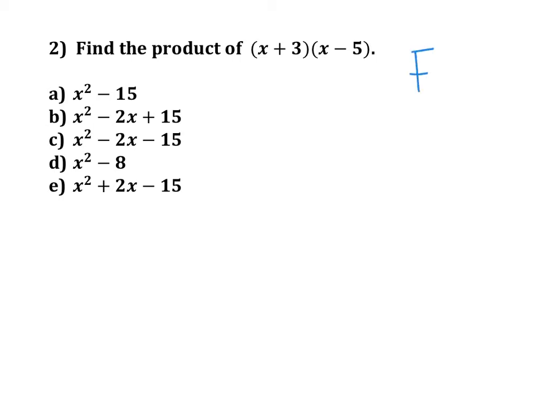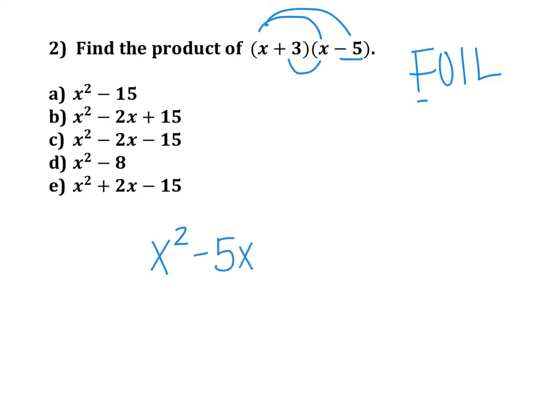I'm going to talk about FOIL right now, which just stands for I want you to multiply your first terms together. X times x gives you x squared. Remember, when you're multiplying like bases, you add your exponents. Your outer terms, be careful when you're doing this because that's really a negative 5. The sign stays with the terms, so x times negative 5, negative 5x. Your inner terms, plus 3x. And your last terms, 3 times negative 5 gives you a negative 15.